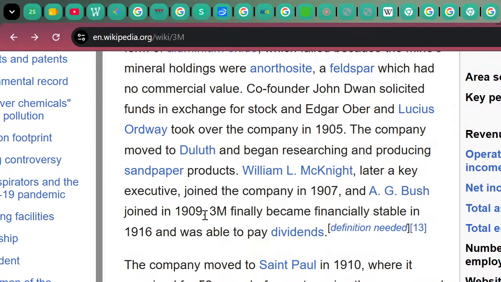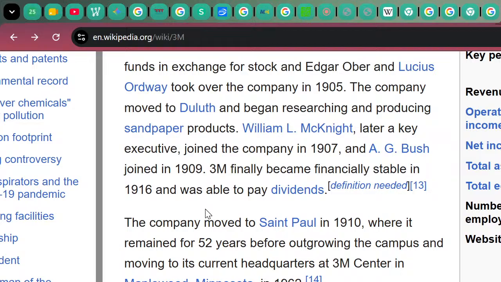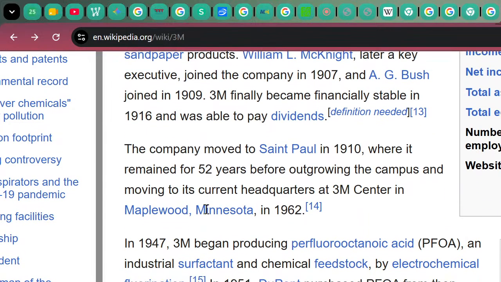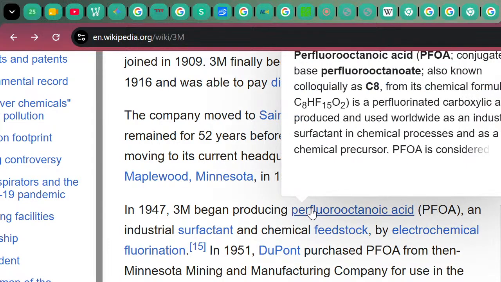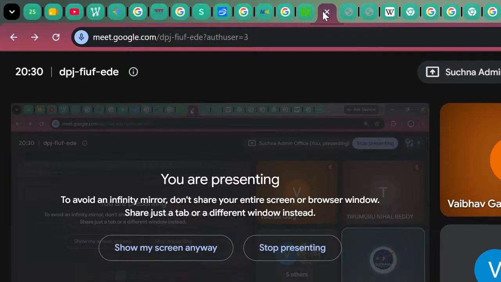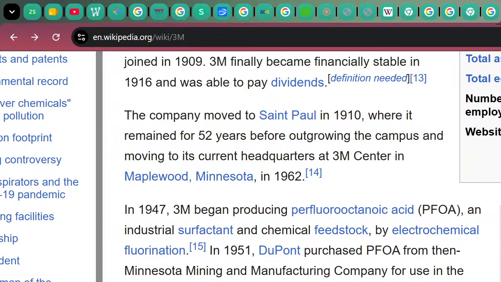Later this company moved to St. Paul in 1910 and remained for 52 years before outgrowing the campus. Later, in 1947, they started producing perfluorooctanoic acid, PFOA, which is a surfactant. Even inside our body, for our respiratory system to function properly, there are natural surfactants, which act like lubricants. This one is an artificial, industrial surfactant.